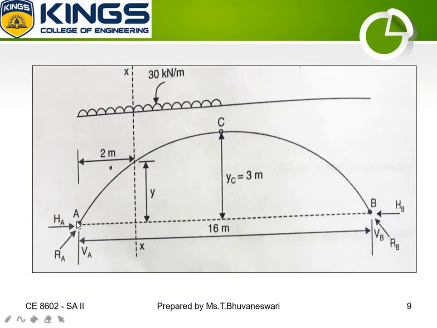We have to take moment about this point. By taking moment about this point A, we can find out the vertical reaction VB, and then by using another equilibrium condition, summation of vertical force is equal to 0, we can find out the other vertical reaction. So here we are using two equilibrium equations. The first one is summation of moment is equal to 0, and the second equilibrium condition is summation of vertical force is equal to 0.